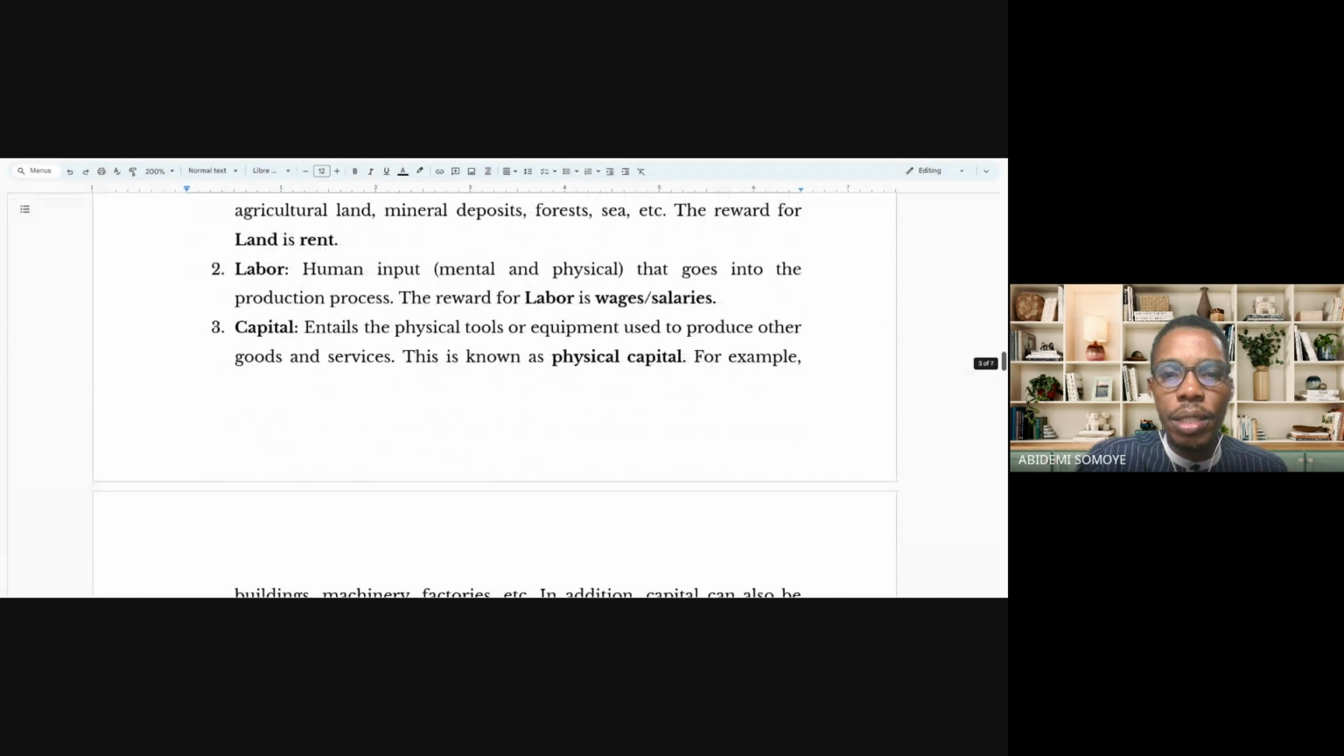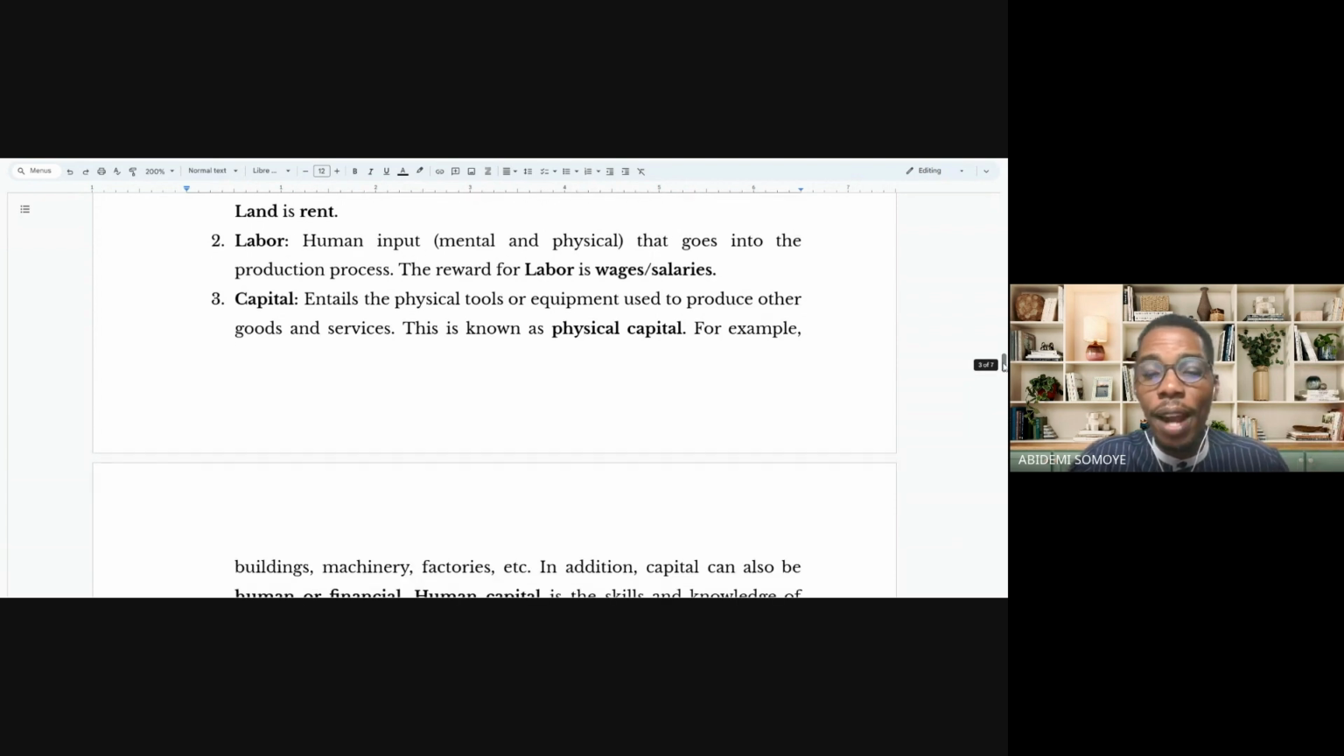Capital entails the physical tools or equipment used to produce other goods and services. This is known as physical capital. So on the capital, you could have physical capital. Physical capital is used to produce other goods and services, for example, buildings, machinery, factories. I usually tell my students my computer is capital. Why is it capital? Because I'm using it right now to teach other people around the world. I'm using it to pass down knowledge to people. And so it's a form of physical capital. It's my physical tool. It's a machine, if I might say.